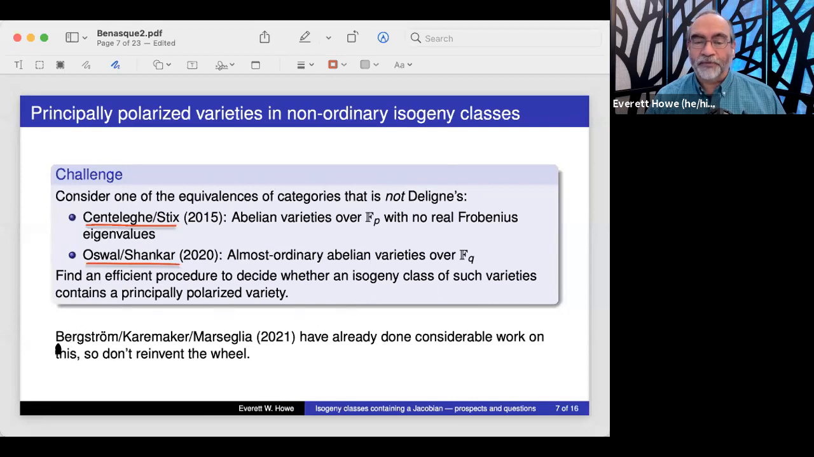And you have to be aware that there is work on this. Bergström, Karemaker and Marseglia have a paper out where they have shown how to do this for many isogeny classes, but if I understand correctly, not all of them. There are exceptions where things don't work out. So the challenge would be to come up with something that includes more isogeny classes. Okay.